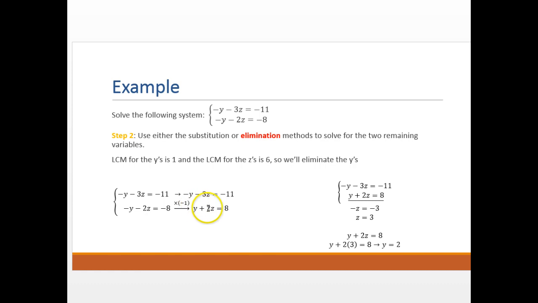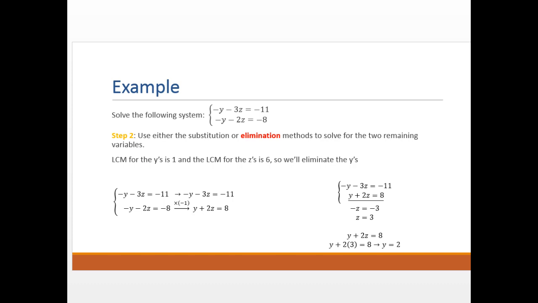You get y plus 2z is 8. So you have negative y minus 3z is negative 11, and y plus 2z is 8. We add them together, you get negative z is negative 3, so z is 3. Plug back in, and y plus 2z is 8, so y is 2.